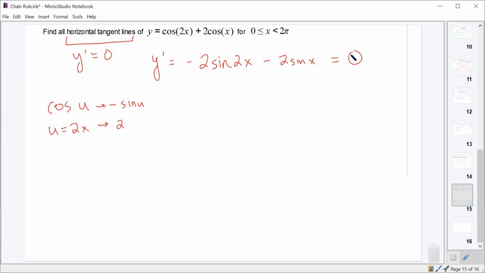So, how do we solve that equation? Any thoughts? We could factor out the negative 2. That's a good start. Negative 2 times sine 2x plus sine x equals 0. And now that we've factored out that negative 2, can't we just divide by it? Yes, we can just get rid of that negative 2, because 0 divided by negative 2 is just 0. And how do we solve the rest of this? How do we solve sine 2x plus sine x equals 0?